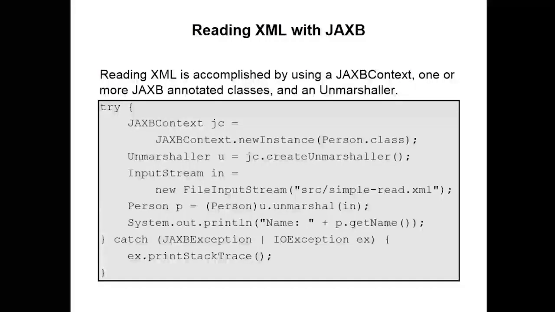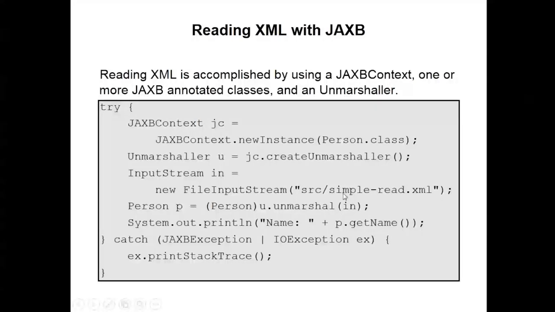Reading XML with JAXB. There are multiple built-in classes in JAXB. Programmatically, if I want to read an XML file, reading XML is accomplished by using JAXBContext and one or more JAXB annotated classes. Using this class, I create an object, and then I use an input stream, a new FileInputStream, and an unmarshaller. So it is reading an XML document and writing it into Java.